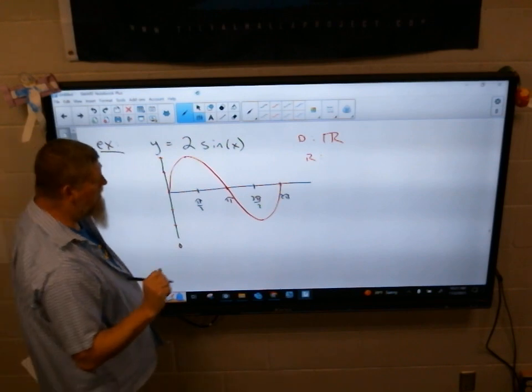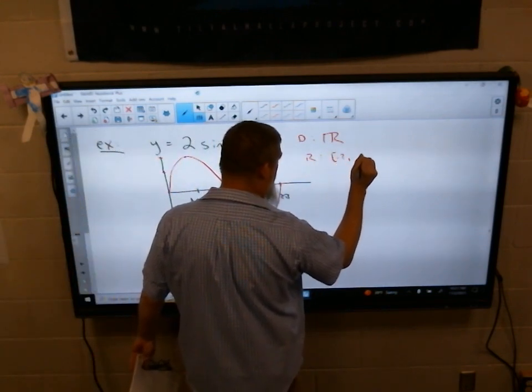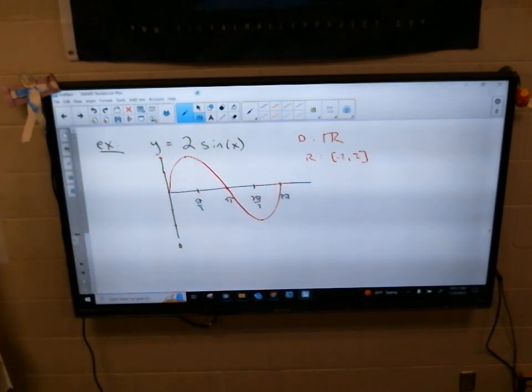-2, 2. Okay, always do the bottom first. So -2 to 2. Notice there are brackets around it. Nothing else has changed. The period is still 2 pi. It's still an odd function.